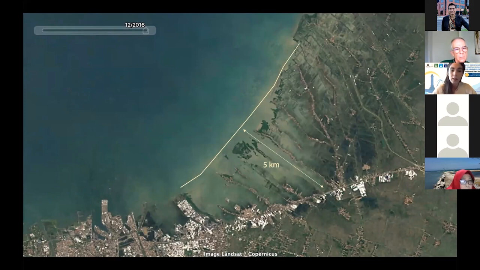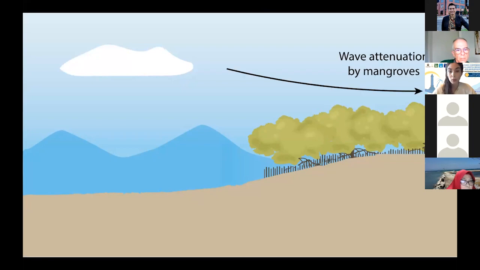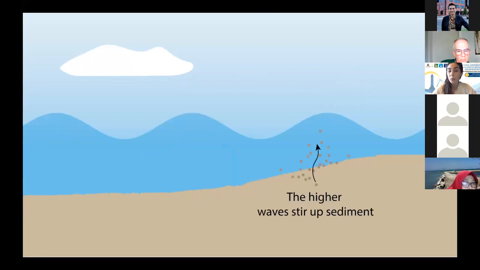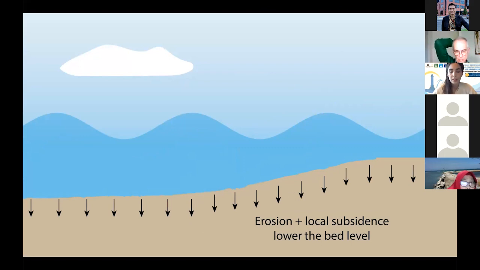Well, it's a number of reasons together, but one of them is that this area before was covered by mangroves, which were attenuating the waves. And when the mangroves were removed, of course, this means that higher waves can reach the coastline, which increases the stirring up of sediment by waves, and then this sediment can be transported offshore. The result of this, in combination with the local subsidence, is a decrease of the bed level.